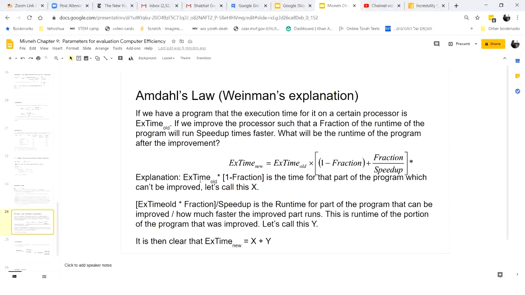So he says like this: execution time old times 1 minus the fraction is the time for that part of the program which can't be improved. Let's call this X. In other words, the old time times the fraction is the part that I can improve. In my example before, it would have been 95%, so 1 minus 95% would be 5%. 5% times the old execution time. 1 minus the fraction is the part of the program that can't be improved. Well, that makes sense. It's not only the part, it's the time part. It's the part in time.